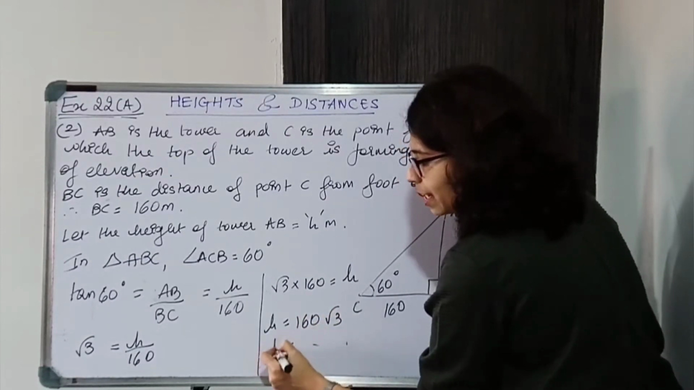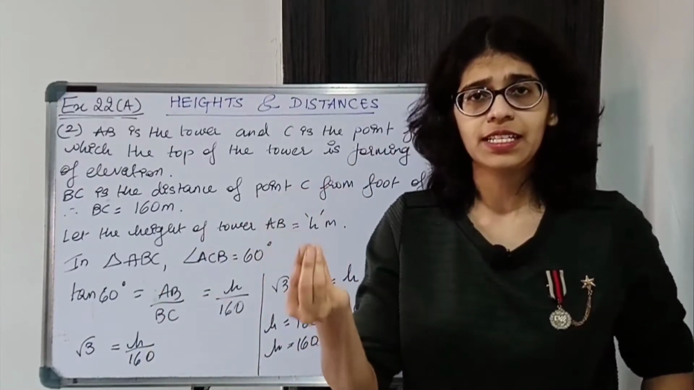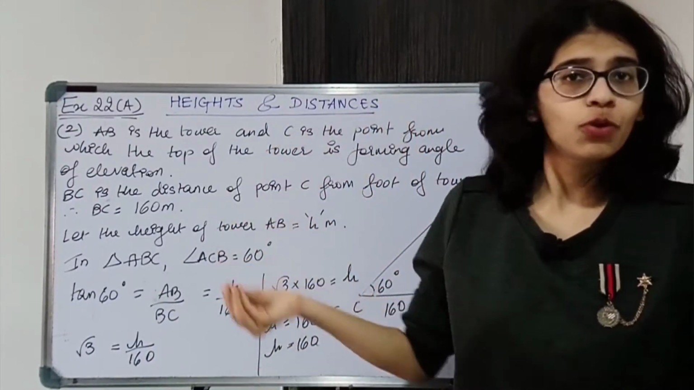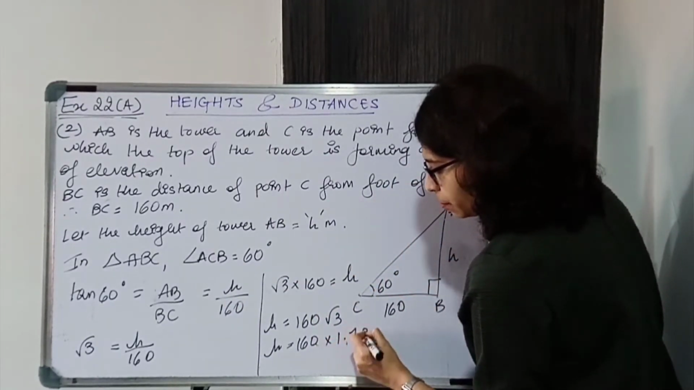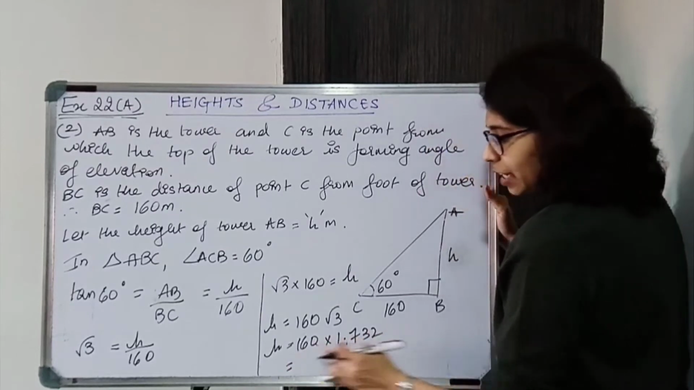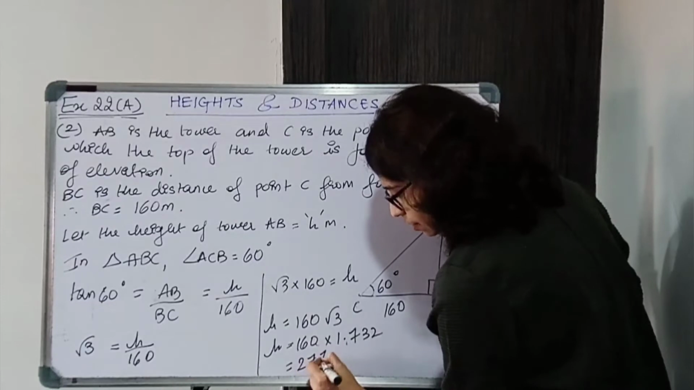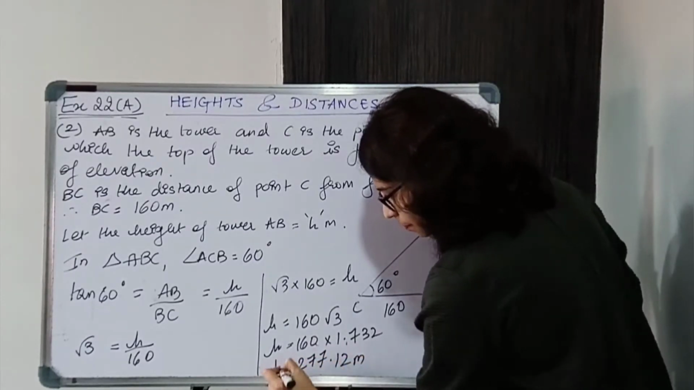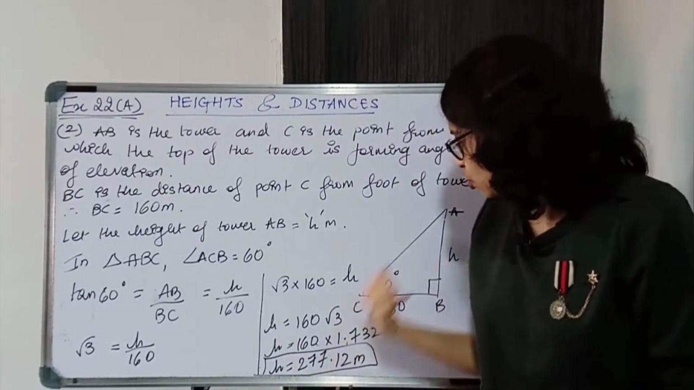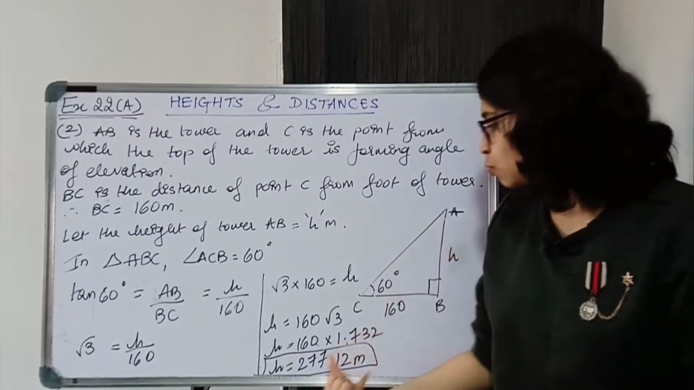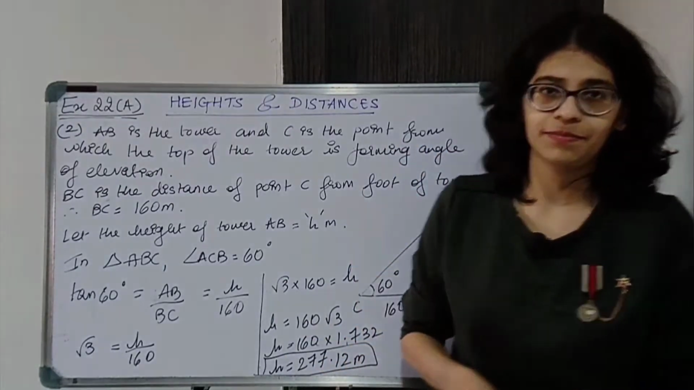Now you cannot keep root as it is. You need to substitute the value. You need to know the value of root 2 and root 3. Okay, it's very easy. Root 2 is 1.414 and root 3 is 1.732. So remember up to 3 decimal places. Multiply this 160 into 1.732. So this will be 277.12 meters. Okay. Just solve and you will get the answer. So the height of the tower is 277.12 meters. Write down the final statement and box the answer.